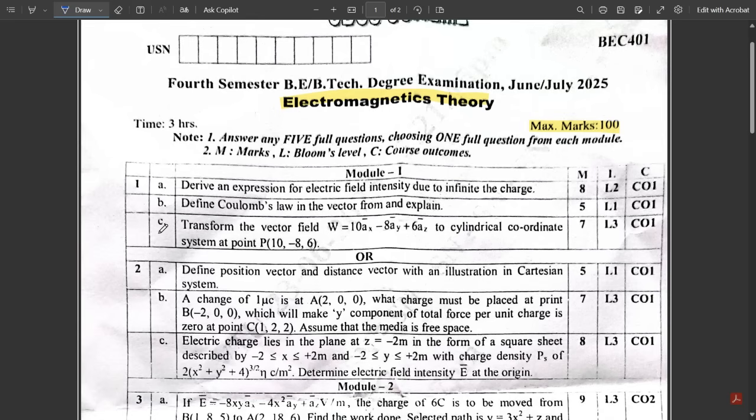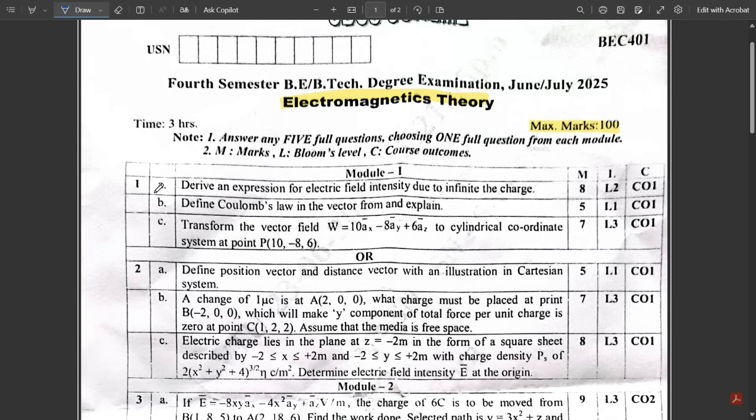The third question is to transform the vector field. Here they told us to convert the vector field from one coordinate system to another. This is very easy. They had given the vector in terms of the rectangular coordinate system. They have told us to convert this into the cylindrical coordinate system with the point given as 10, minus 8, and 6. These are basically the coordinates here. So this is again a direct question. The transformation from one system to another, I've already told you how to do it, and this question had come.